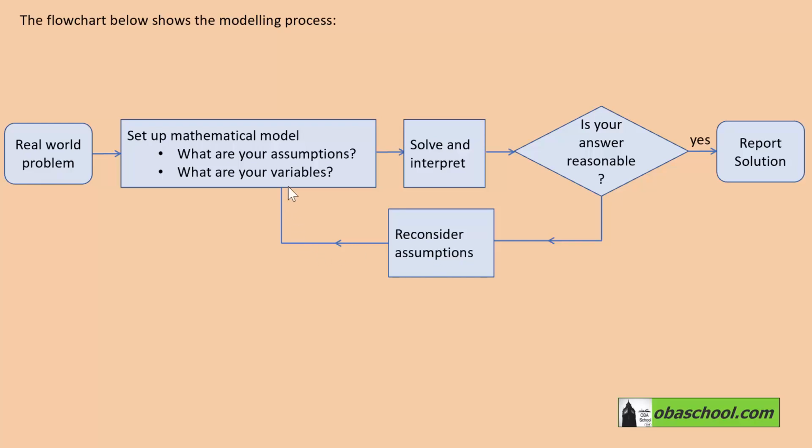and we'd revisit the model and perhaps add in some other variable or another assumption, and then we would repeat the process. So we'd solve and interpret that and look at, is the answer reasonable? If yes, then we go and report the solution to that. Again, if it's no, we might need to add in some more assumptions and more variables.